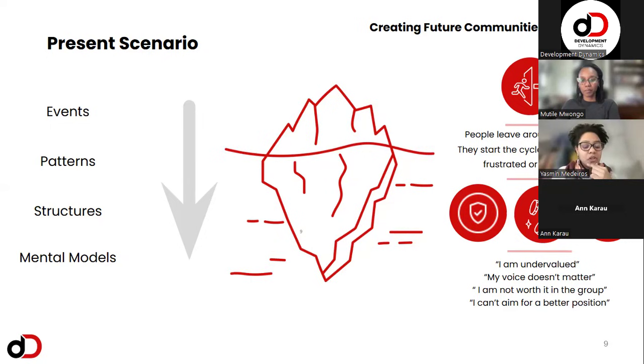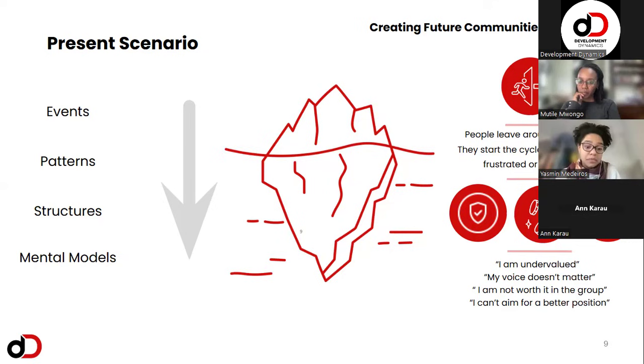And lastly, on the mental models, I like to think of what they would say, right? And the narrative here is, I am undervalued. My voice doesn't matter. No matter what I do, I'm not going to be heard. So I can't aim for a better position in this group. I would just do my job, and I don't have any prospect of what the future can look like. These are narratives they carried with themselves, based on the experience of these 2 years in the group, which led them to leave on the events level, right?